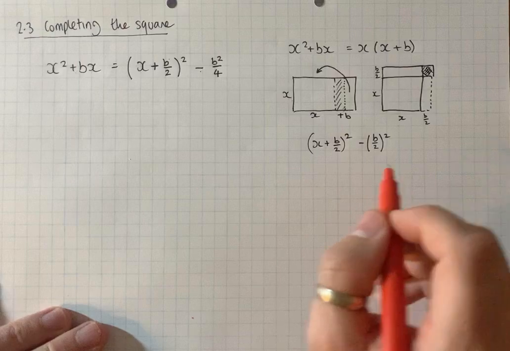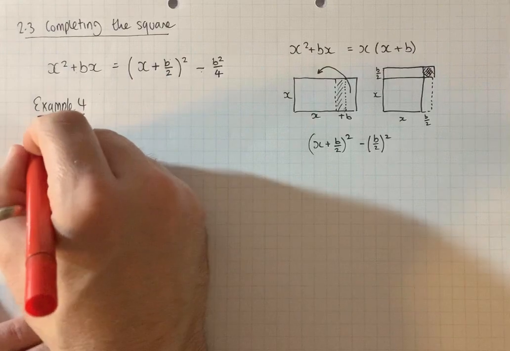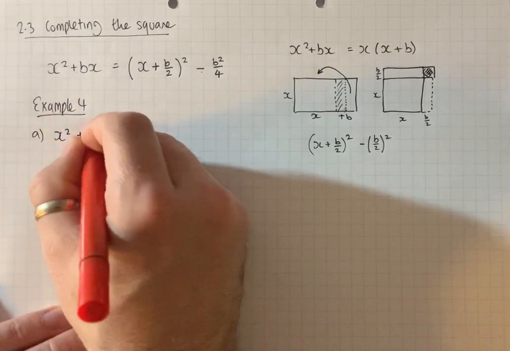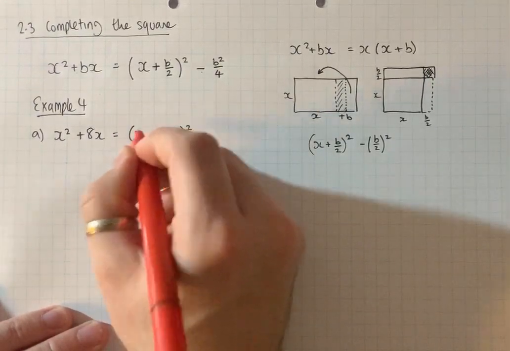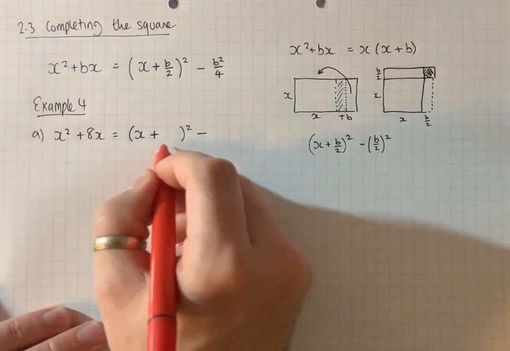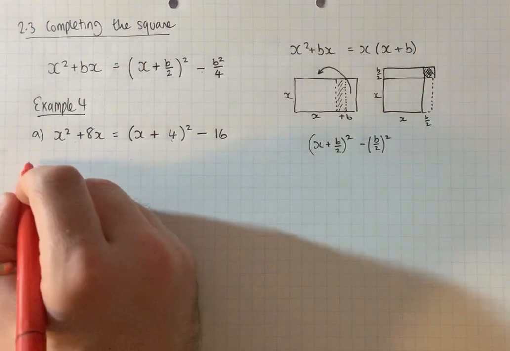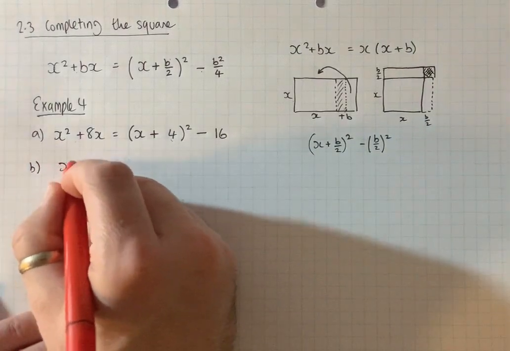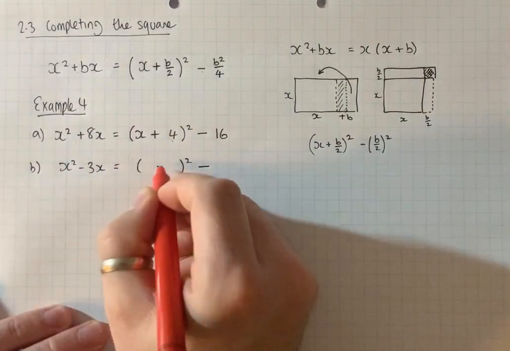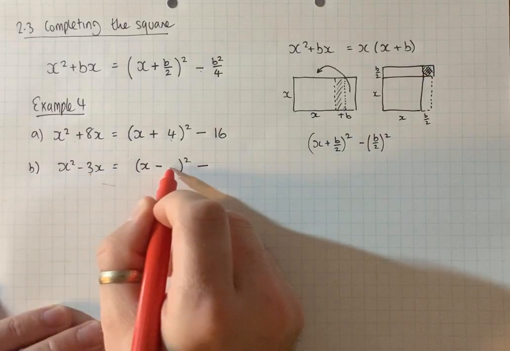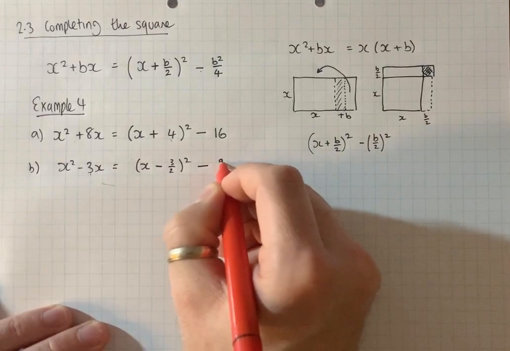So let's have a go at example 4. I'm going to complete the square of x squared plus 8x. That's going to be a bracket squared, minus. It's going to start with an x, and the sign in the middle must be a plus. We halve this, 4, and we take away that squared, 16. And that's it, that's all there is to it. Now b: x squared take away 3x, so it's going to be a bracket squared, subtract, with a minus in the middle, x. What goes here is half the coefficient of x, 3 over 2. You subtract whatever that squared is, 9 over 4.